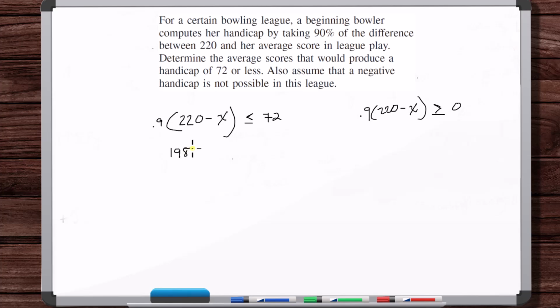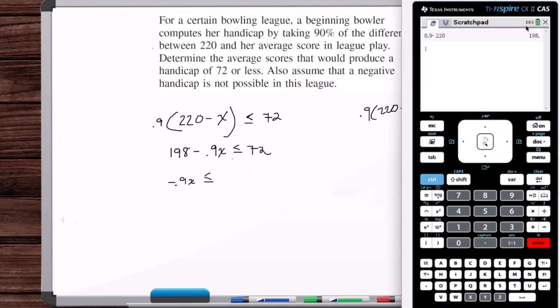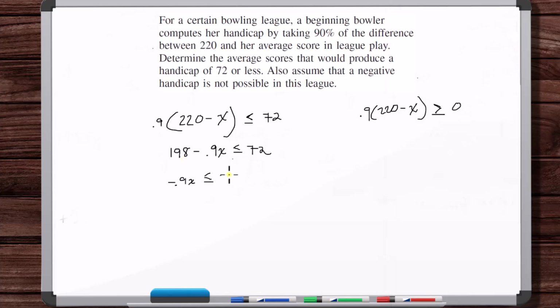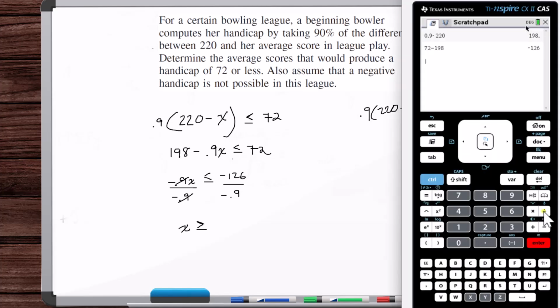198 minus... okay, so 72 minus 198 is negative 126. So now divide both sides by negative 0.9. Okay, now flip the inequality, right? We just divided by a negative number on both sides. So 140.